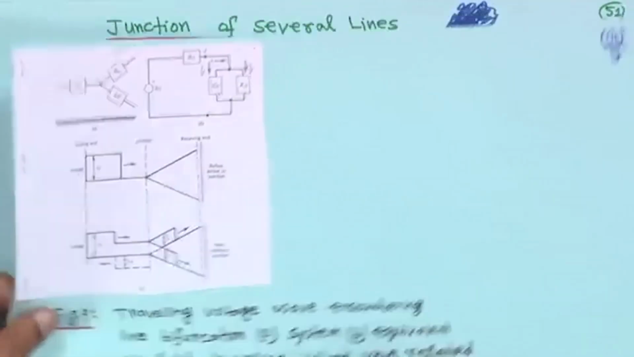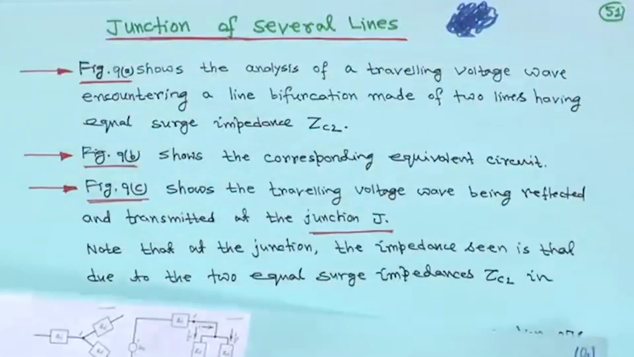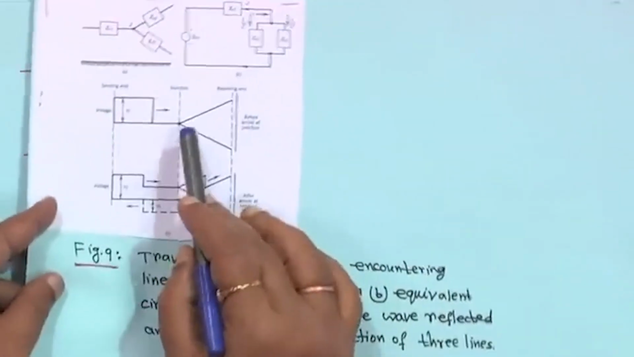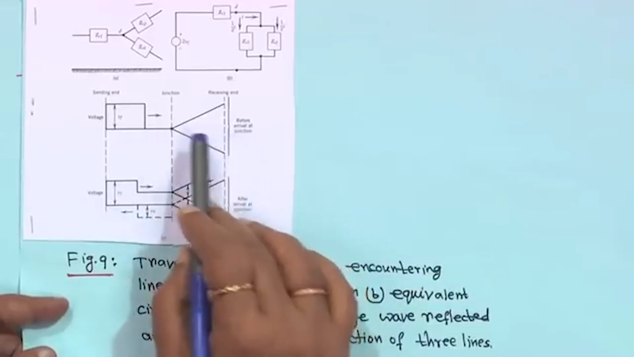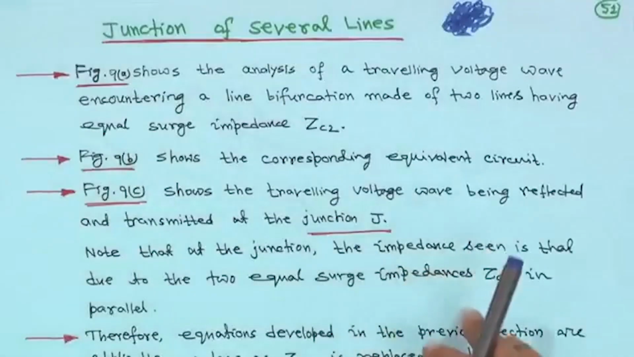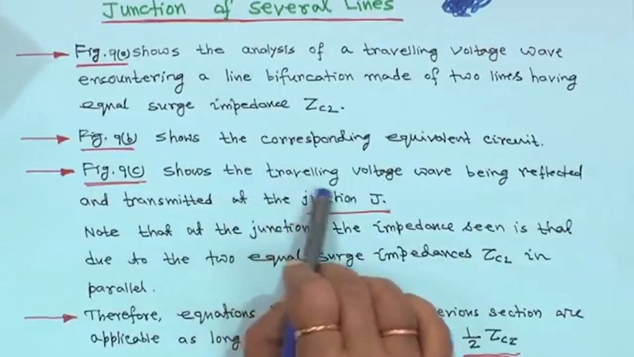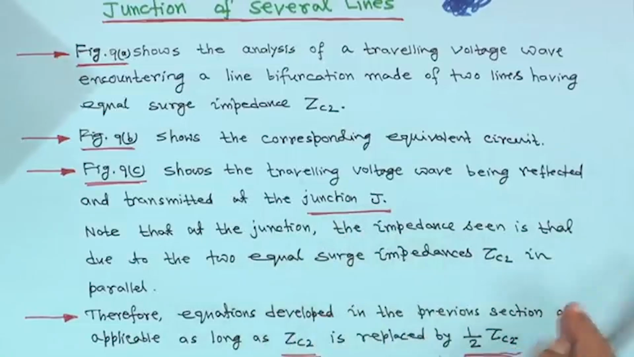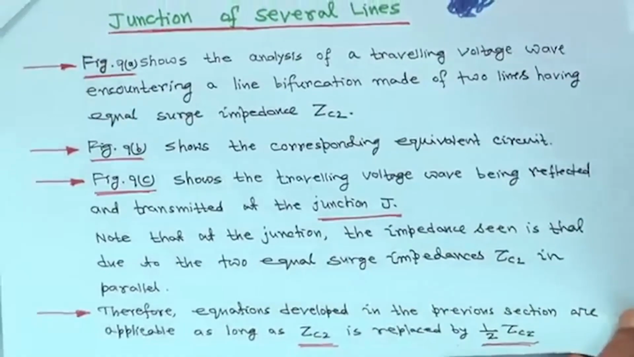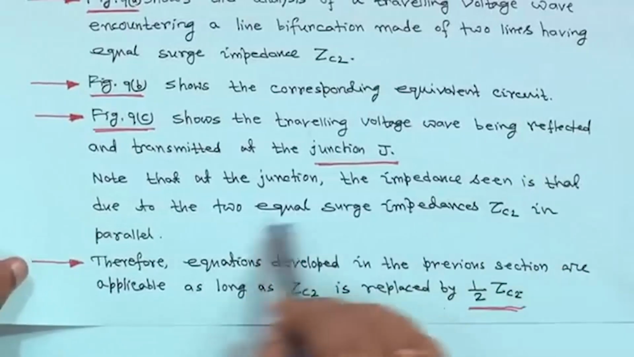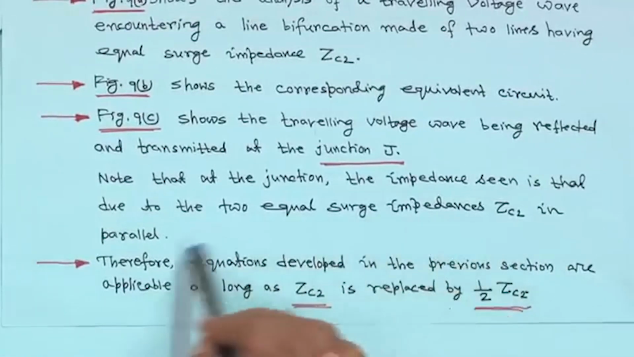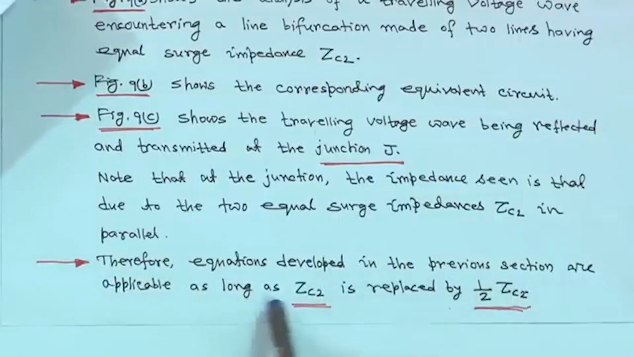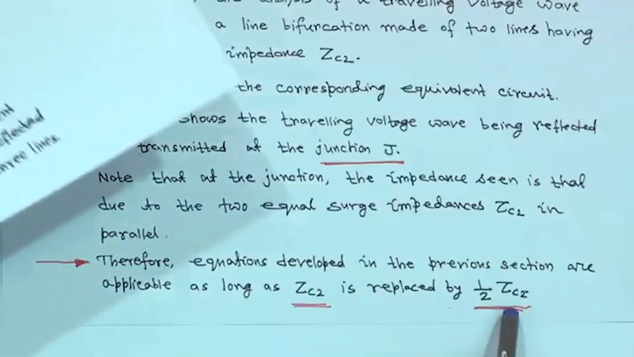This one I will come to later. Now, figure 9c shows only the travelling voltage wave being reflected and transmitted at the junction J. At the junction J, the impedance seen is that of the two equal surge impedances Z2 in parallel. Therefore, the equations developed in the previous sections are applicable as long as Z2 is replaced by half ZC2.